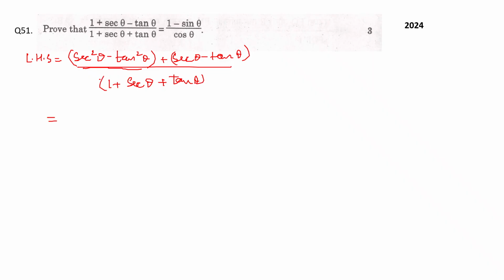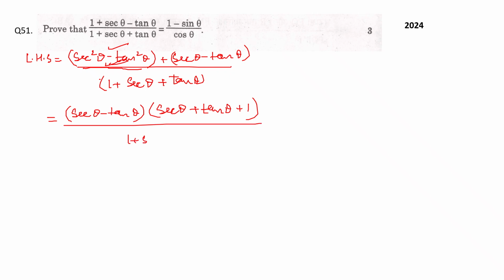Now it is in the form of a square minus b square, so (a plus b)(a minus b). Sec square theta minus tan square theta, I can write as (sec theta plus tan theta)(sec theta minus tan theta). So I am taking sec theta minus tan theta common. From this part, sec theta plus tan theta will be left out, plus 1, divided by 1 plus sec theta plus tan theta. So this will get cancelled. So you are left with sec theta minus tan theta.